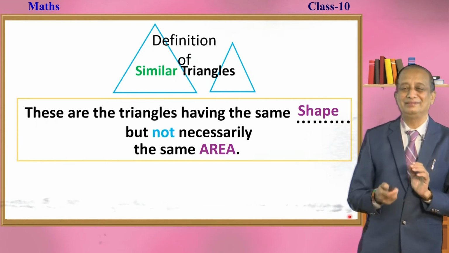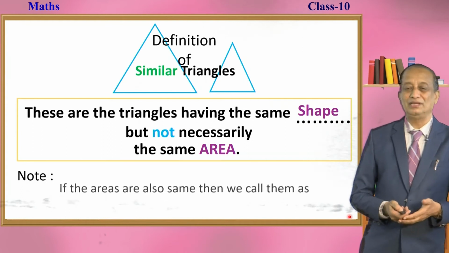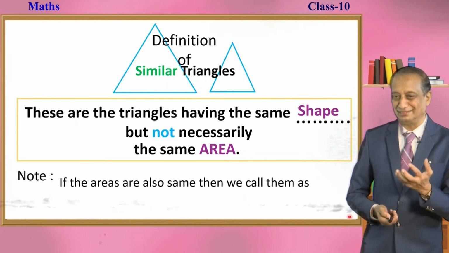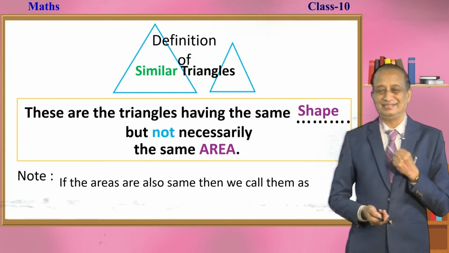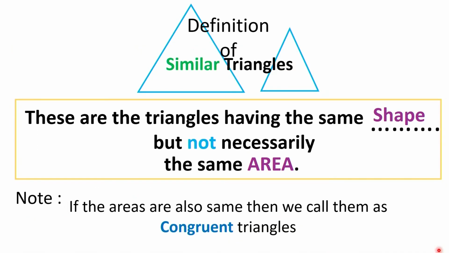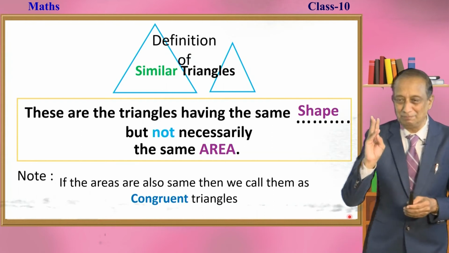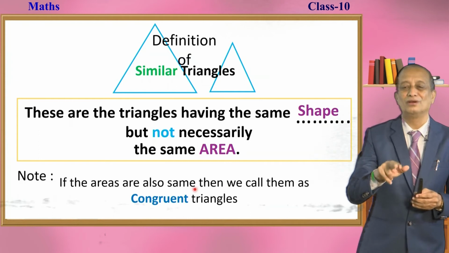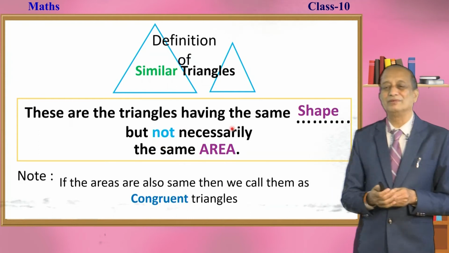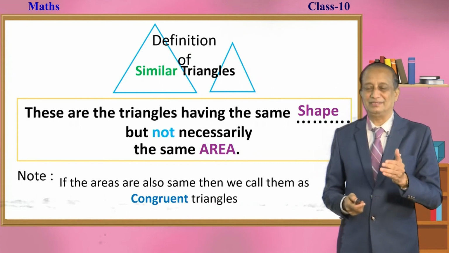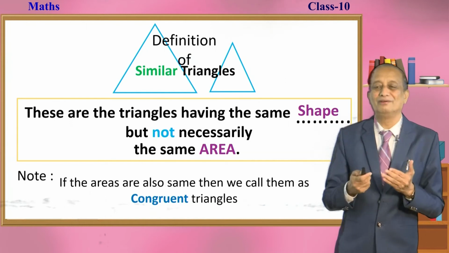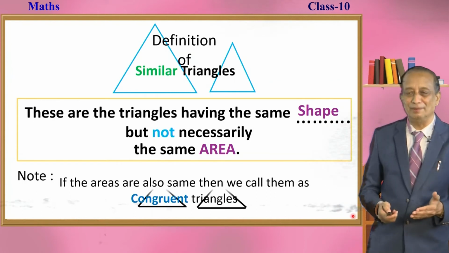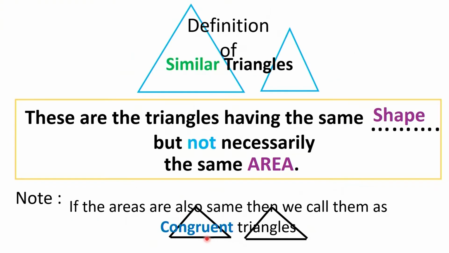If area is the same, then look at the thing that is coming up to you under note. If the areas are also the same, then come on, tell me, recall 8th, 9th standard geometry classes. Yes, we call them congruent triangles. Children, correct? Am I right? So, if shape is the same and area is also the same, then we must call them congruent triangles. If only the shapes are the same, we must call them similar triangles. So, similar triangles and congruent triangles are like two eyes for a person to see clearly the things around him. These figures are also coming up. Congruent triangles, look at them, they have the same shape, they have the same area. Such a pair of triangles are called congruent triangles. Otherwise, if only the shape is the same, they are called similar triangles.